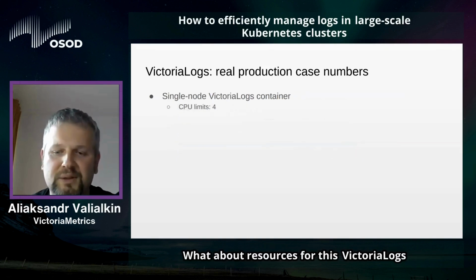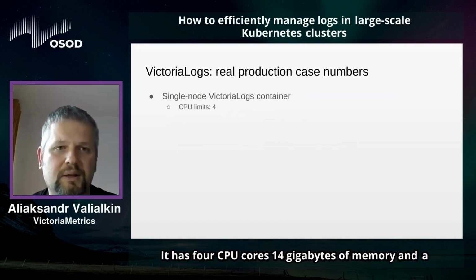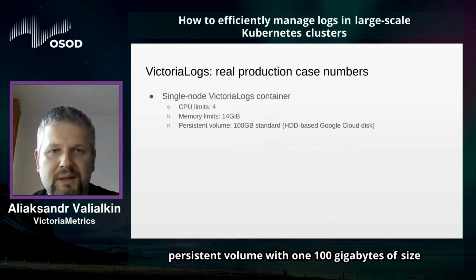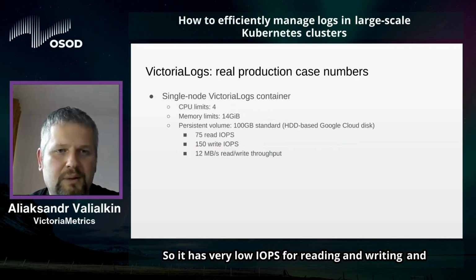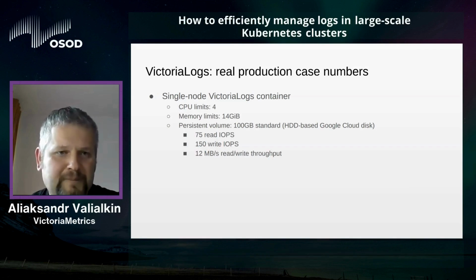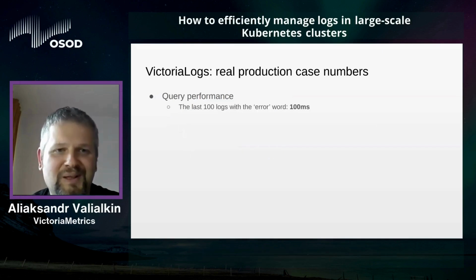What about resources for this VictoriaLogs container? It has 4 CPU cores, 14 gigabytes of memory, and a persistent volume with 100 gigabytes of size. And this is a standard HDD-based Google Cloud disk. So it has very low IOPS for reading and writing, and only 12 megabytes per second read-write throughput. So it's very small. And what about the performance of this VictoriaLogs?